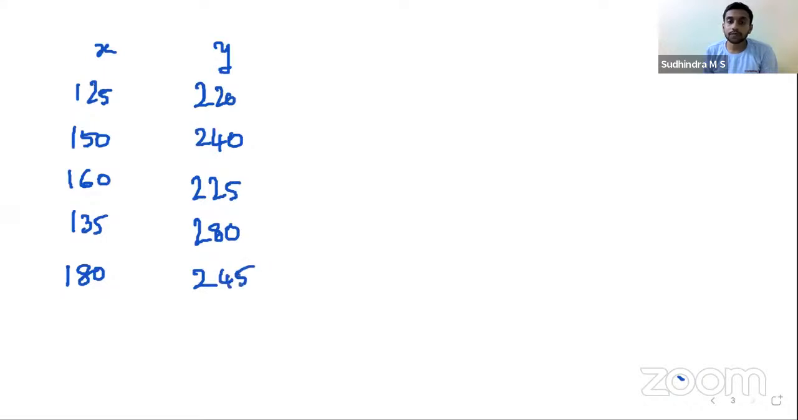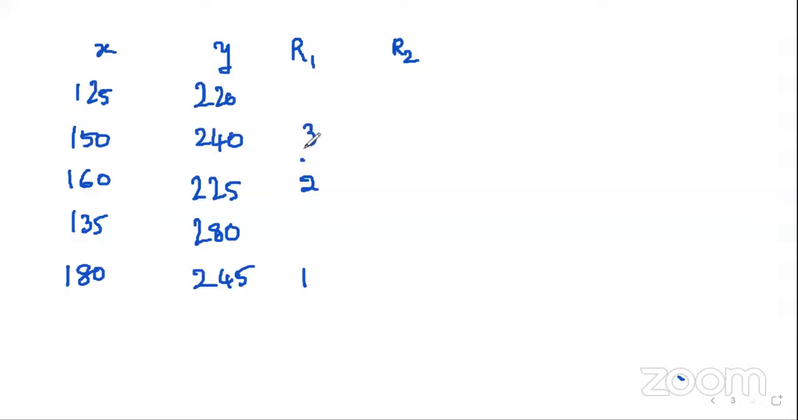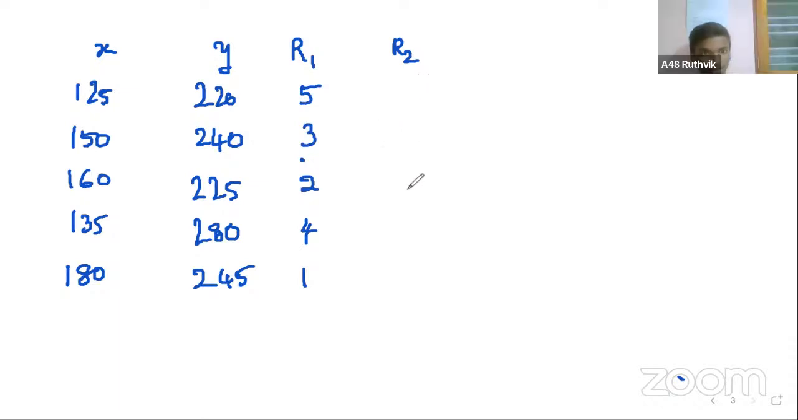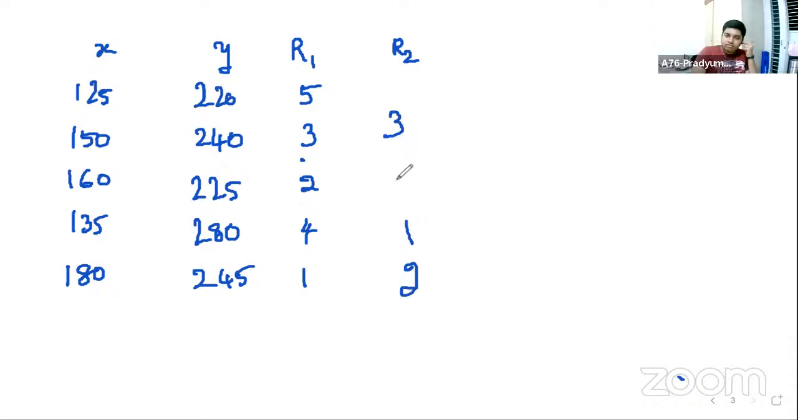So what is the first job? The first job is to assign ranks. How do we assign ranks? For X, which is rank number 1? 180, then 160, 150, 135, 125. For Y: 280, 245, 240, 225, and 220. Correct.